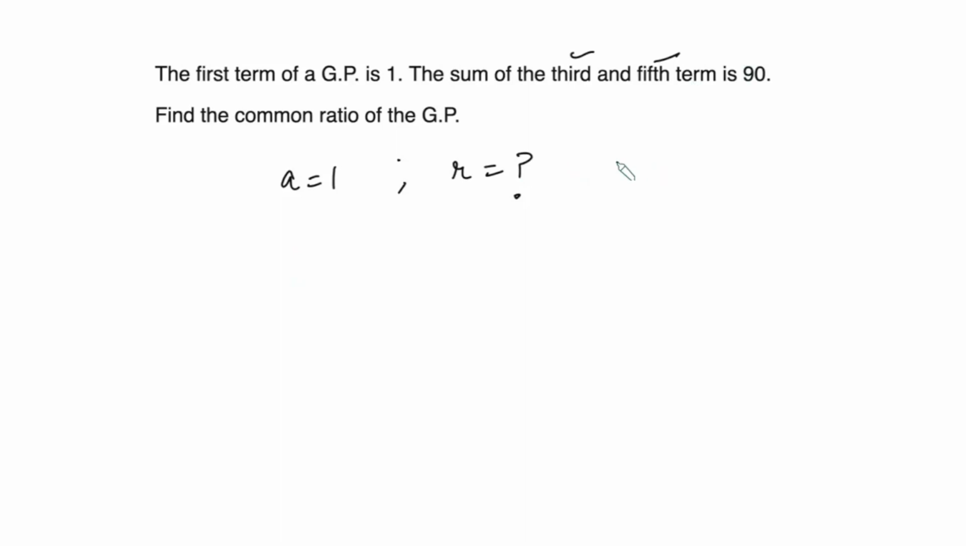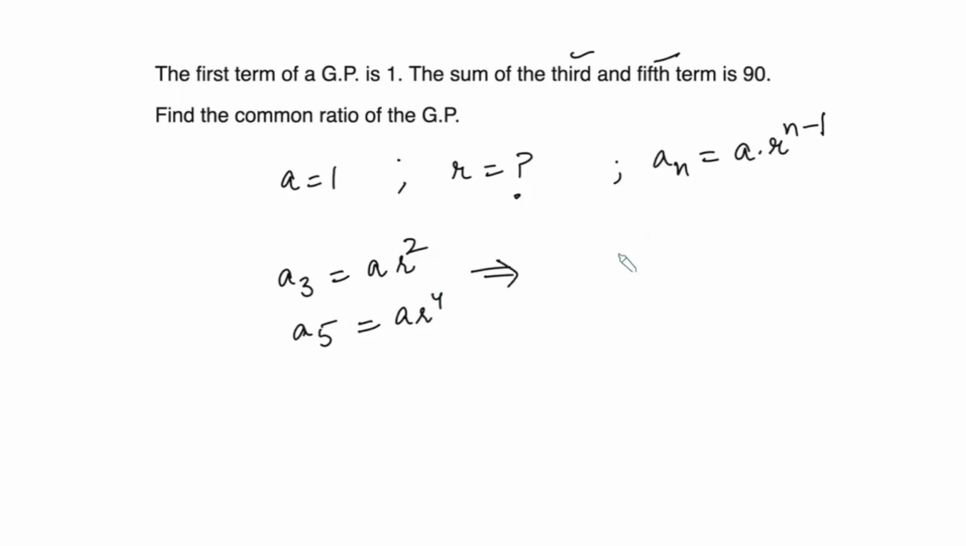We know the formula that the nth term of a GP is given as A R raised to the power n minus 1. Therefore, the third term will be equal to A R raised to the power 3 minus 1, which is 2. Similarly, A5 will be equal to A R raised to the power 4. And it is given that the sum of these two, A R squared plus A R raised to the power 4, is equal to 90. We know the value of A, which is 1, so we can substitute A as 1.